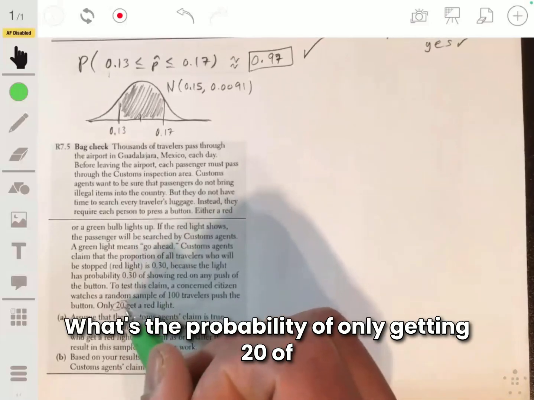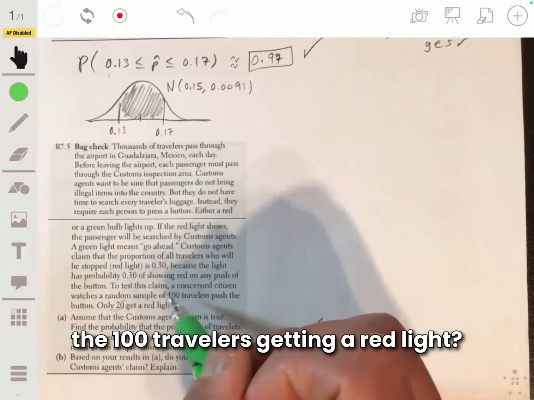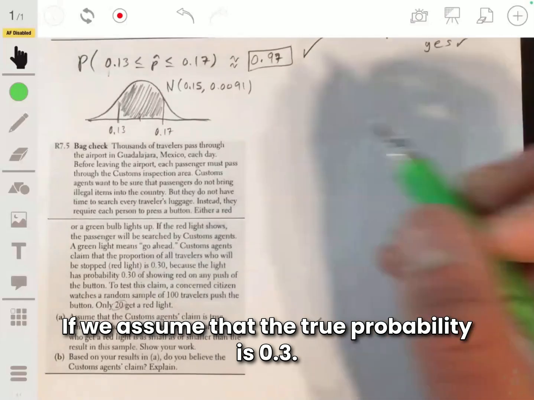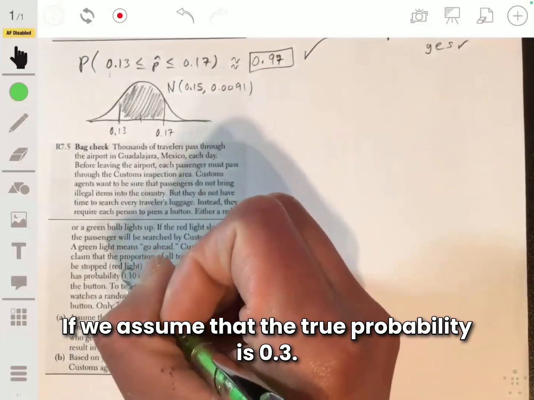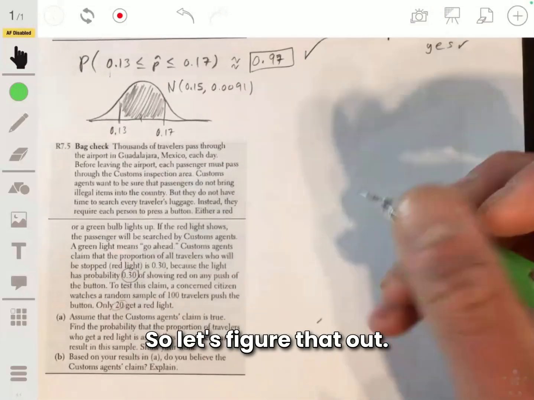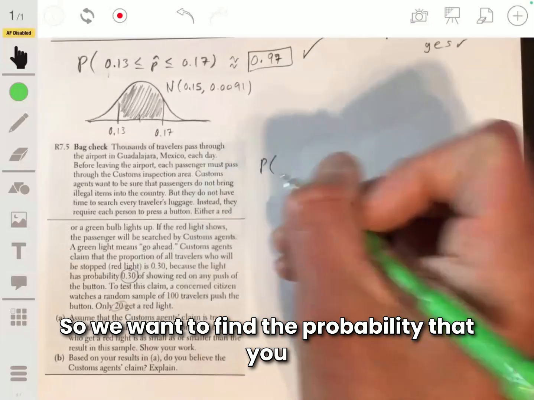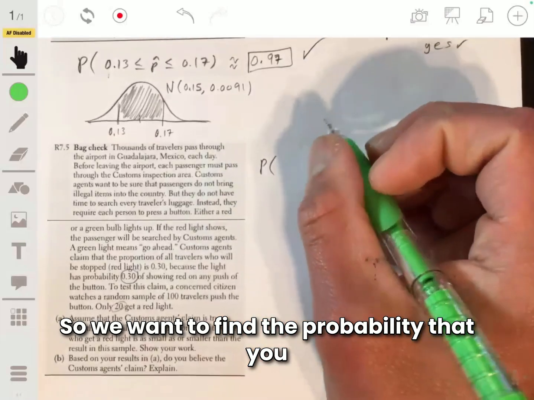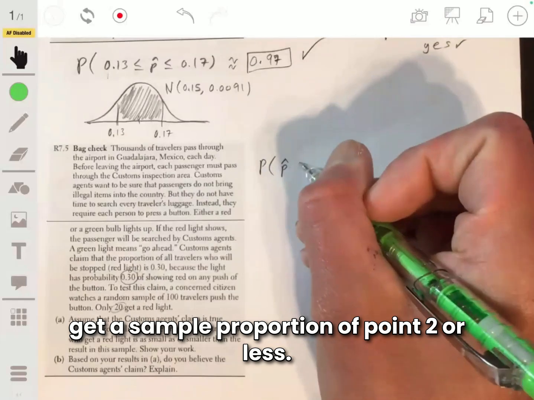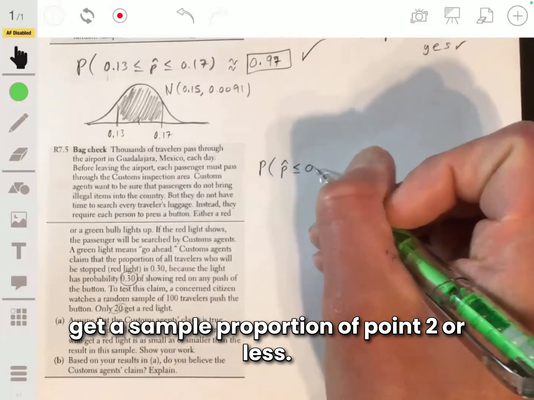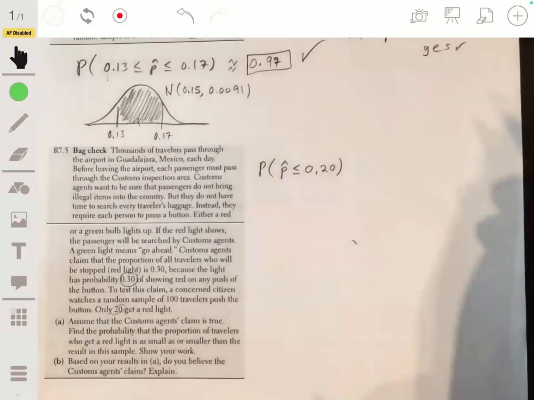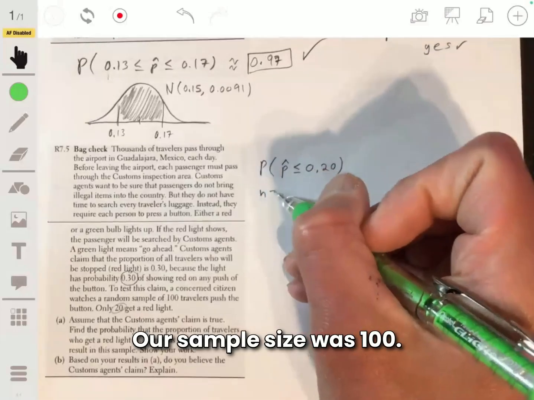What's the probability of only getting 20 of the 100 travelers getting a red light if we assume that the true probability is 0.3? So let's figure that out. We want to find the probability that you get a sample proportion of 0.2 or less. Our sample size was 100.